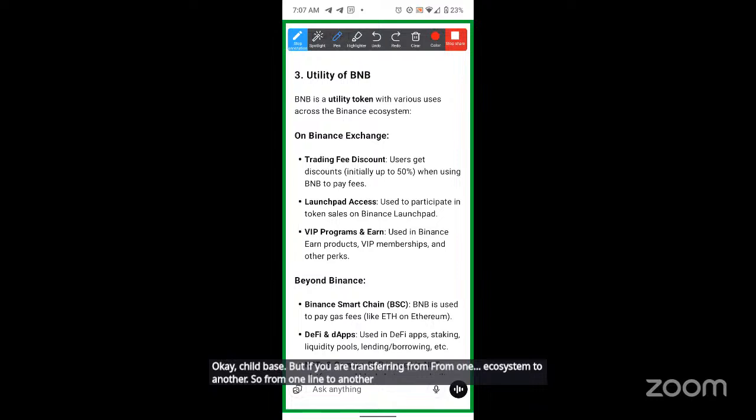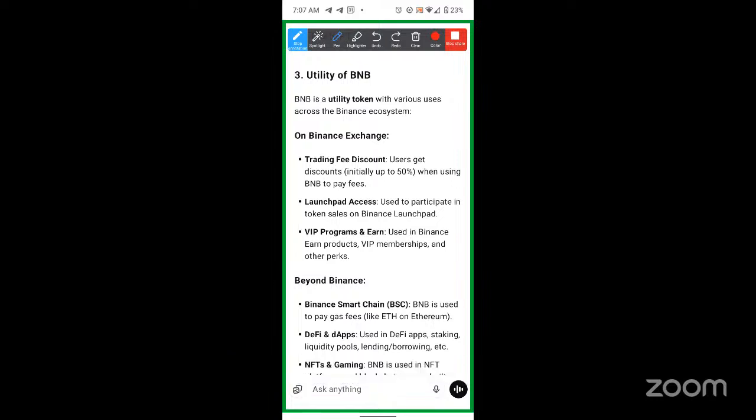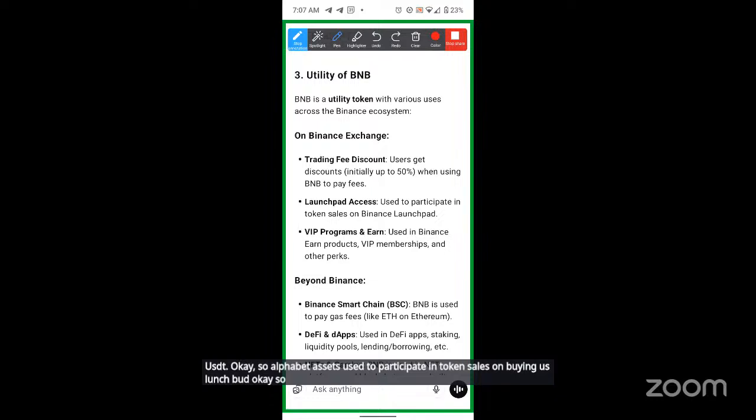So what we are talking about here is discounts of up to 50% initially when using BNB to pay fees on Binance. Whenever you keep BNB in your exchange, when it comes to deducting gas fees, the exchange deducts much less than if you just use USDT, okay? It is also used to participate in token sales on Binance Launchpad, okay? So these are some of the utilities of BNB: VIP program, Binance products, VIP memberships, and others.